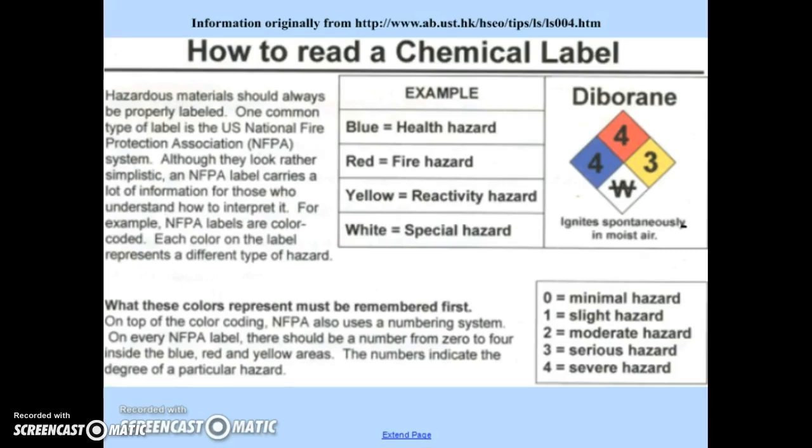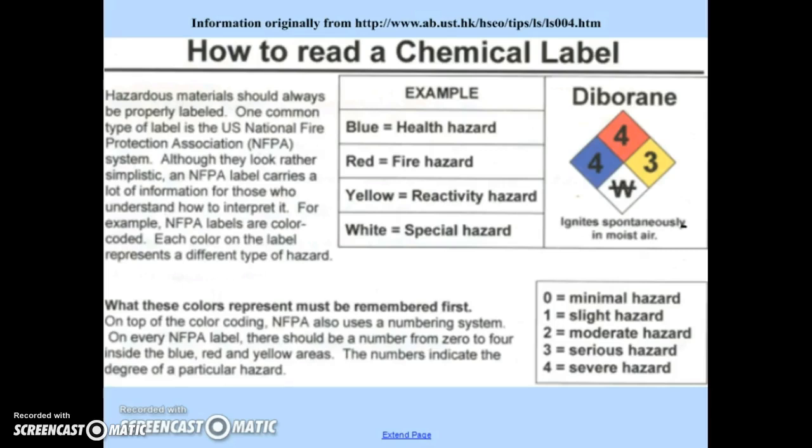Underneath our label, you see the rating system that's used. We see 0 to 4 is our scale. 0 means minimal, like pretty much no hazard whatsoever. 4 means it's a severe hazard. We'll get into a little bit more detail coming up with that, but for now, just know we go from 0 as the lowest, 4 is the highest.